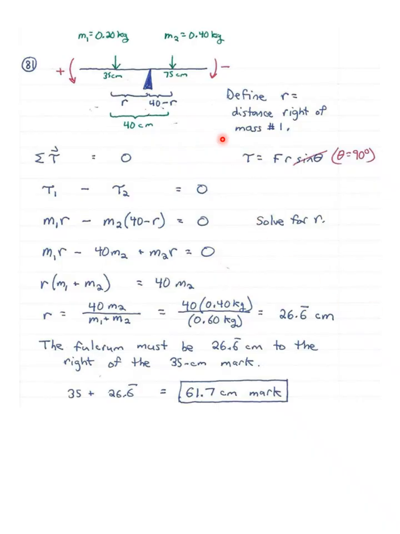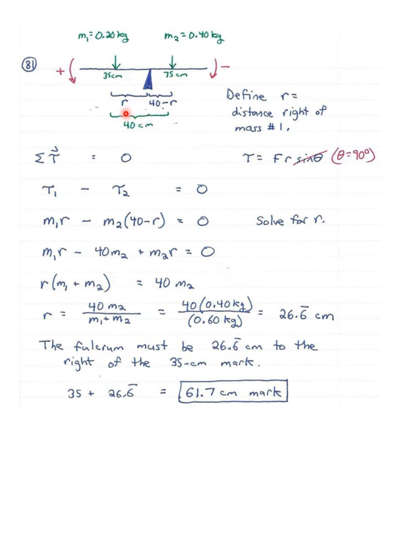Let's look at this picture here. We have our two masses. We don't know where the fulcrum is supposed to be. In the previous problem, it was right in the middle at the 50 centimeter mark. Here, we have to find where is the balance. So we can use concepts of torques to figure this out.